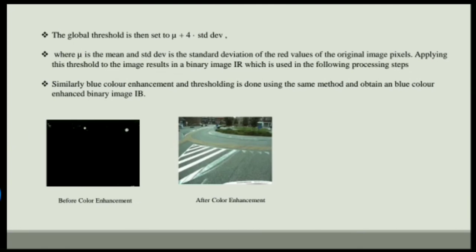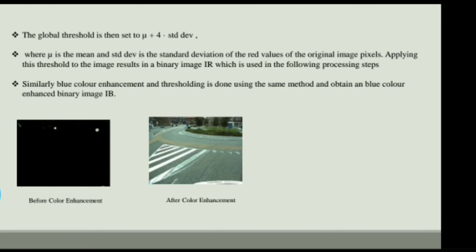Similarly, the blue enhancement follows the same steps, and we get IB, which is the binary image, and we perform other image processing to have a clear image. Now we can see that we have a better image quality in the section on the right side after color enhancement. Before color enhancement, the image was too dark and we could not distinguish properly between the region of interest and the noise. So let us go for the next slide.